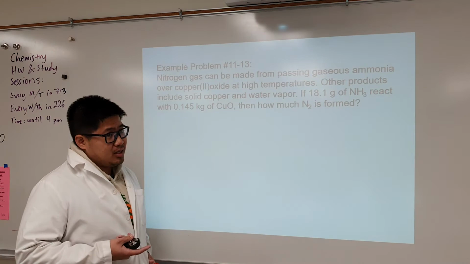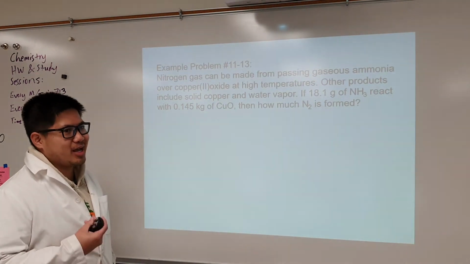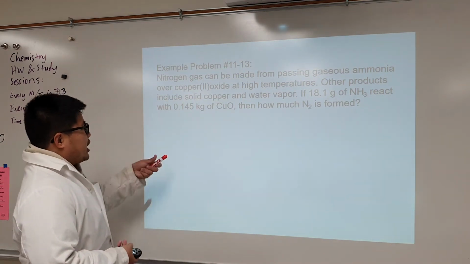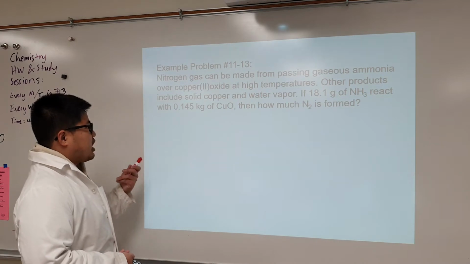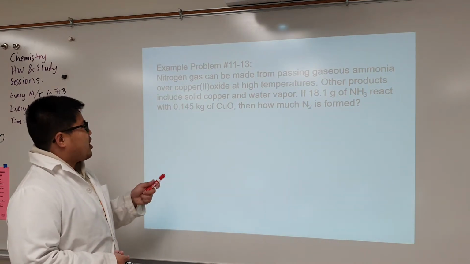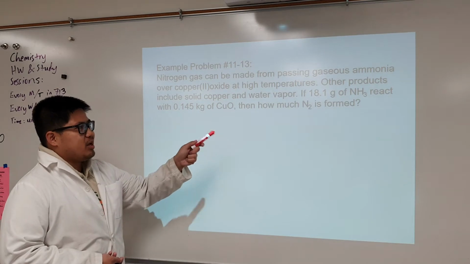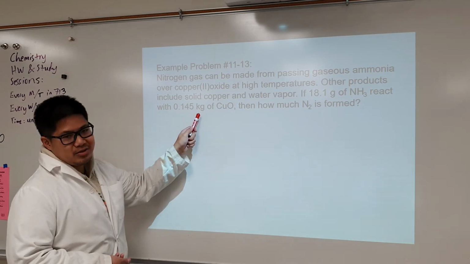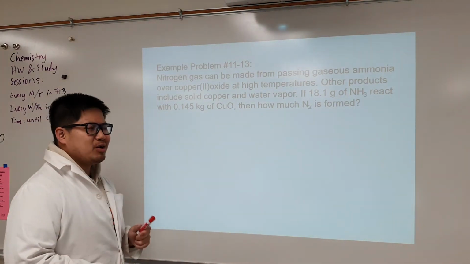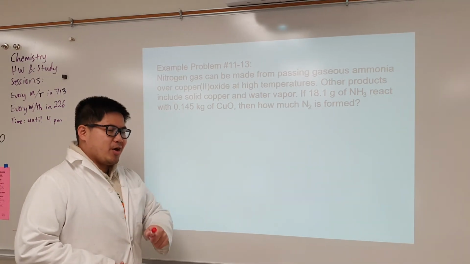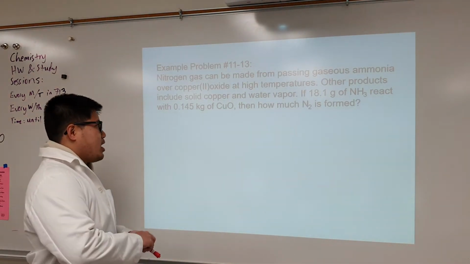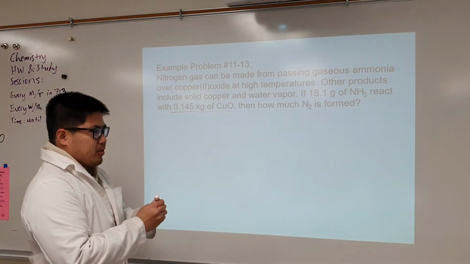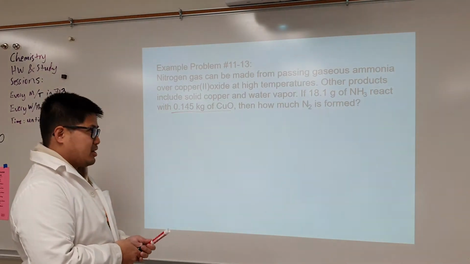It's pretty much the same concept, but there is something that we need to take note of. Let's take a look at this question together. Nitrogen gas can be made from passing gaseous ammonia over copper(II) oxide at high temperatures. Other products include solid copper and water vapor. If 18.1 grams of ammonia react with 0.145 kilograms of copper oxide, then how much nitrogen gas can be formed? Notice I emphasized something in that last sentence: 0.145 kilograms of copper oxide. That's going to come up very soon.